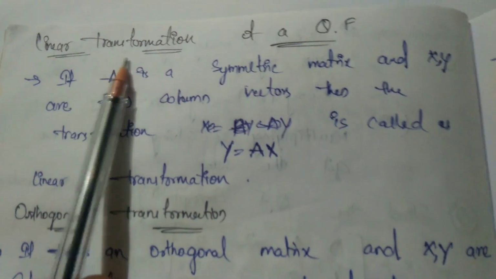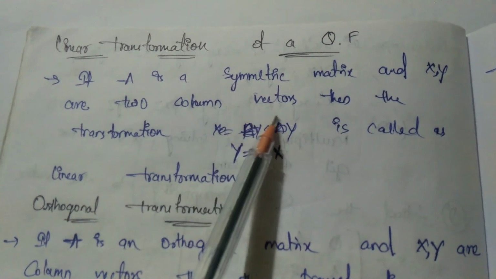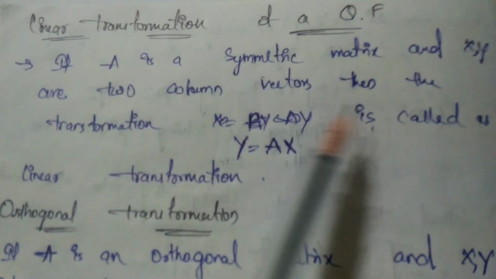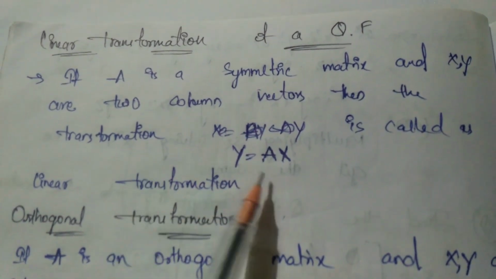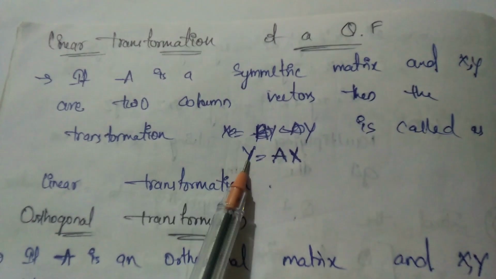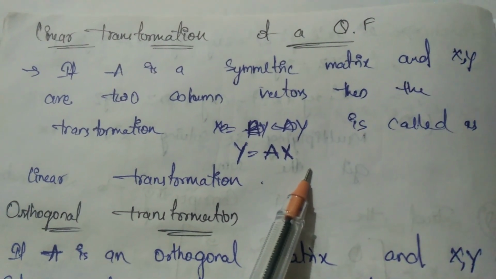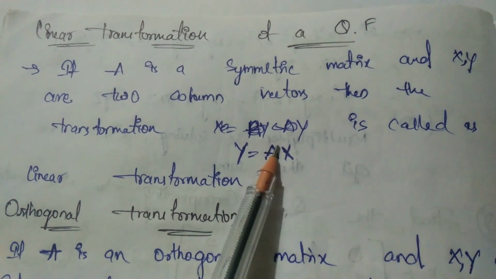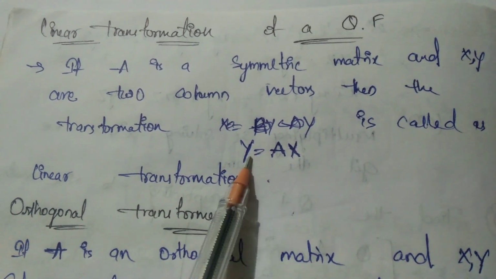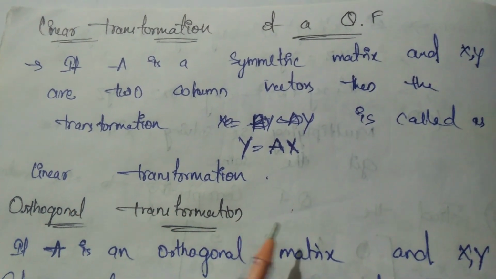If we talk about linear transformation of a quadratic form, if A is a symmetric matrix and x and y are two column vectors or column matrices, then the transformation y = Ax is called a linear transformation. Here y and x are two column vectors, and A is a symmetric matrix. So this transformation y = Ax is called a linear transformation of a given quadratic form.